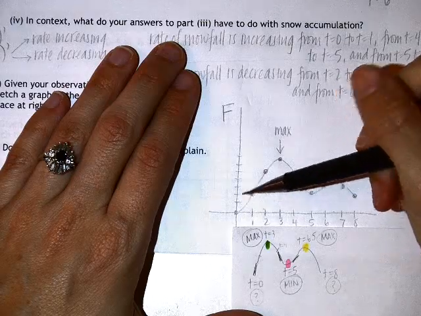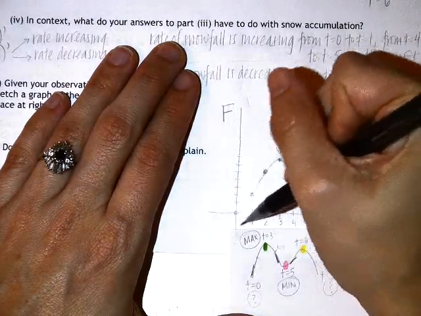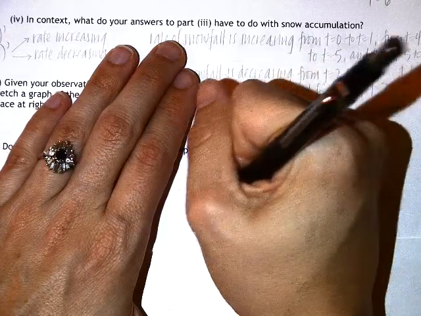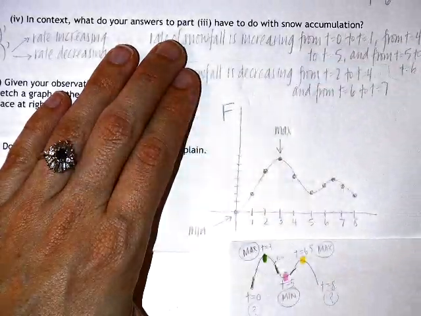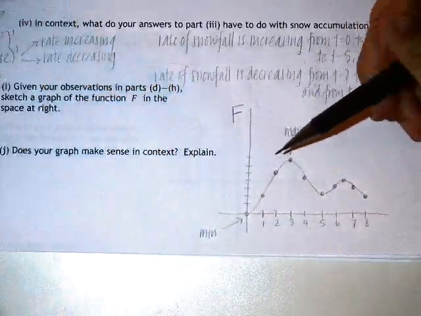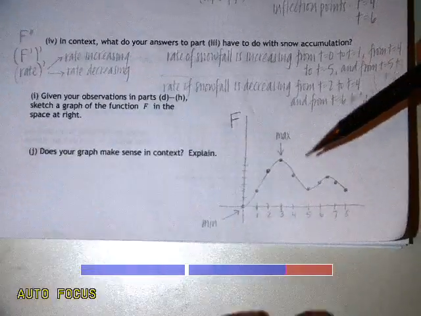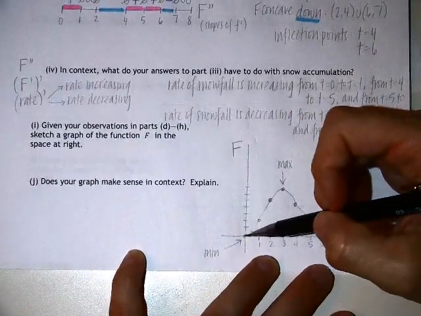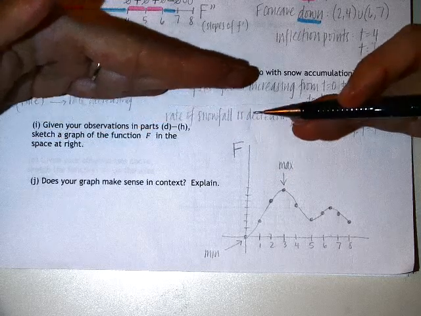Now, the absolute lowest point on the graph was at time 0. So that does still make sense as my minimum point. And now I have a visualization for what must have happened with the snowfall. The snow was definitely falling. I was watching the pile of snow get bigger.